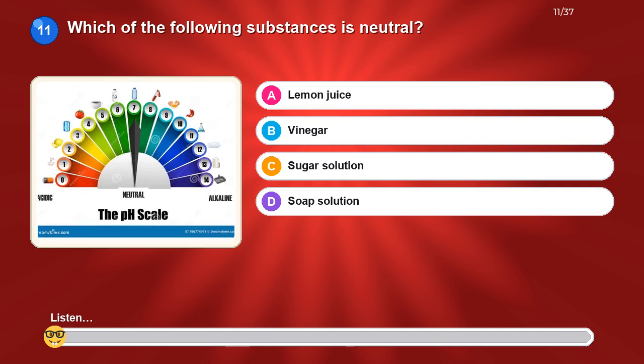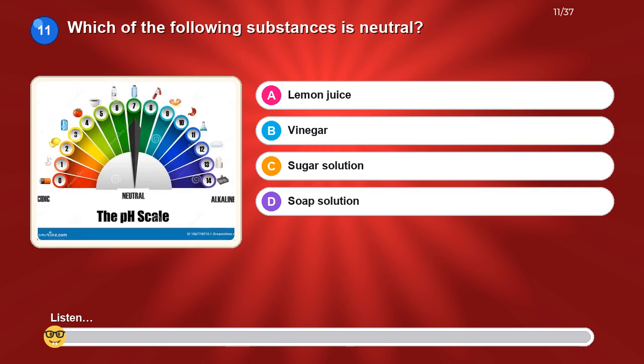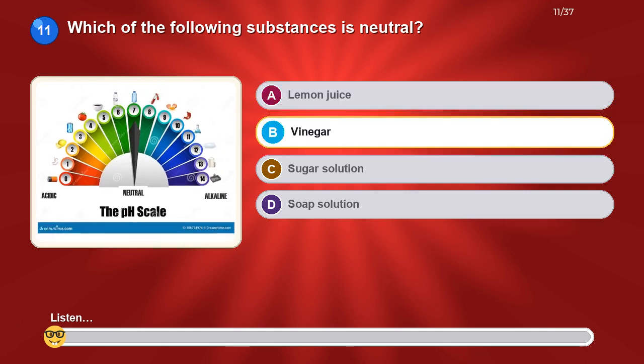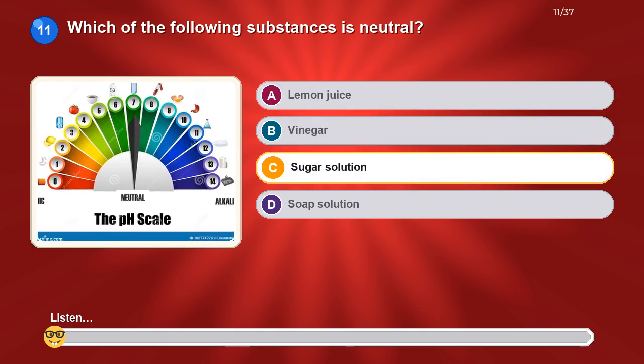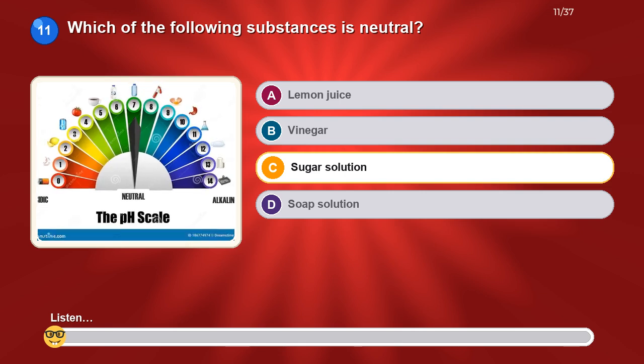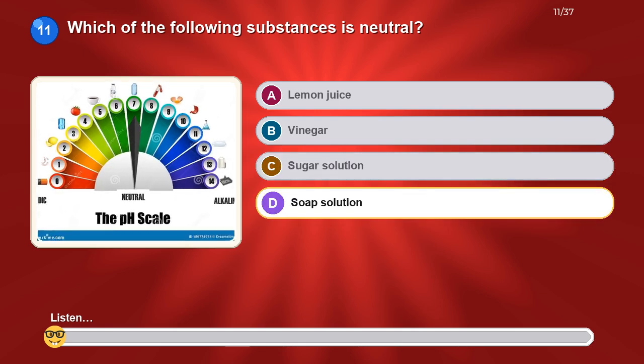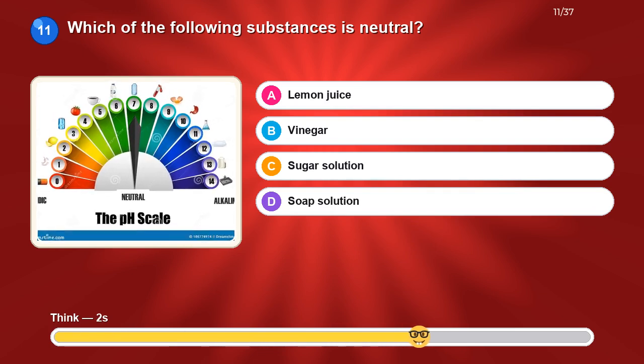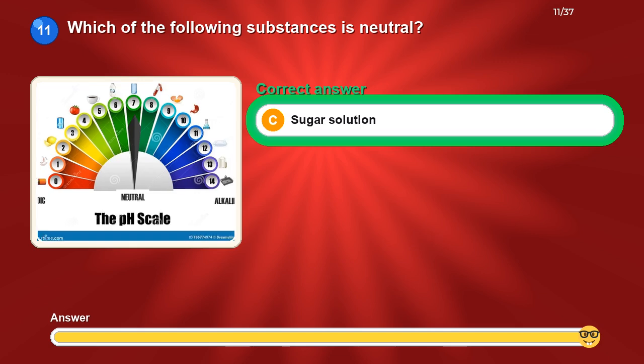Which of the following substances is neutral? Option A, lemon juice. Option B, vinegar. Option C, sugar solution. Option D, soap solution. The correct answer is sugar solution.